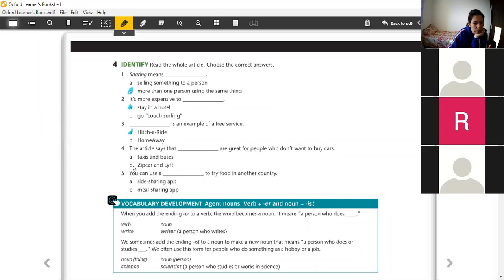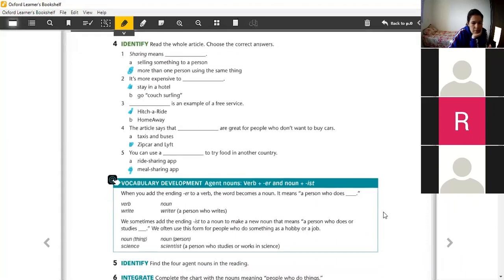Zipcar and Lyft. You can use a meal sharing service to try food in another country. Ride sharing or meal sharing? Meal sharing. Easy.